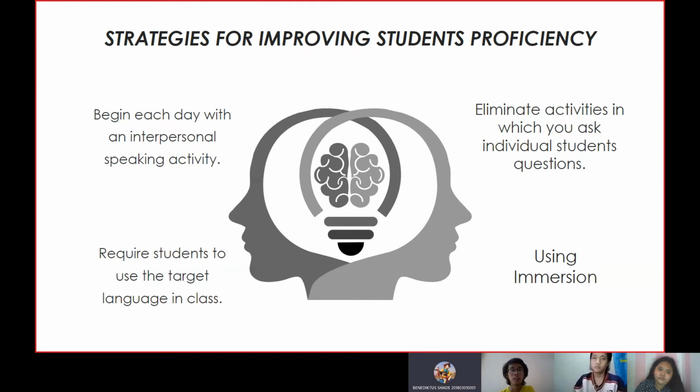These are the strategies for improving students' language proficiency. First, begin each day with interpersonal speaking activities such as presentations, collective interviews, and small oral tests. Second, require students to use the target language in class, and make the student language target what will be achieved during the learning. Third, eliminate activities in which you ask students questions; instead promote pair work and then larger groups, so that individual students speak and negotiate meaning. And then the last is using immersion.